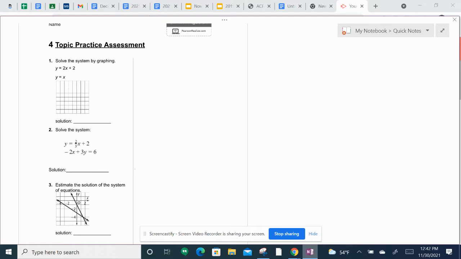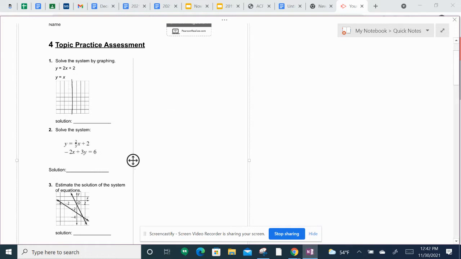Now I want to tell you, on your test, none of the questions will tell you what method to use. So you may use graphing, substitution, or elimination on any one of them. But remember, sometimes they're set up for one or the other. Just so that we can review graphing, we'll take a look at this first one.